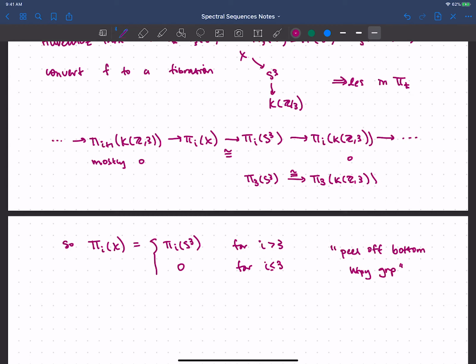So really we just took S3. We now have a new space that has the same homotopy except for that first interesting homotopy group. So we've peeled that one off, but essentially otherwise it looks like S3 in homotopy.